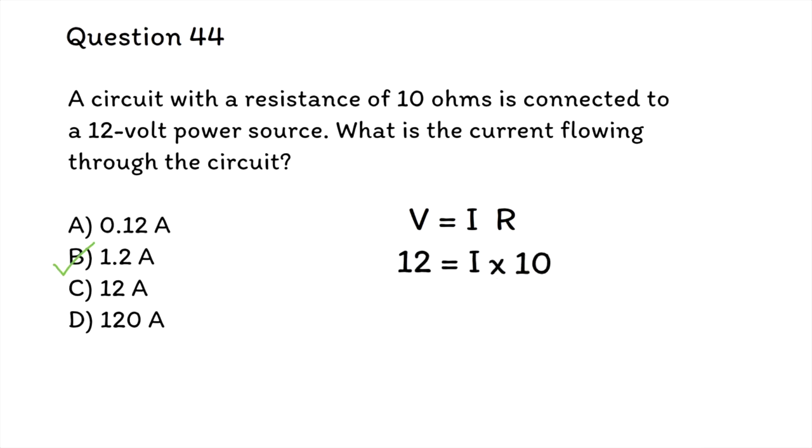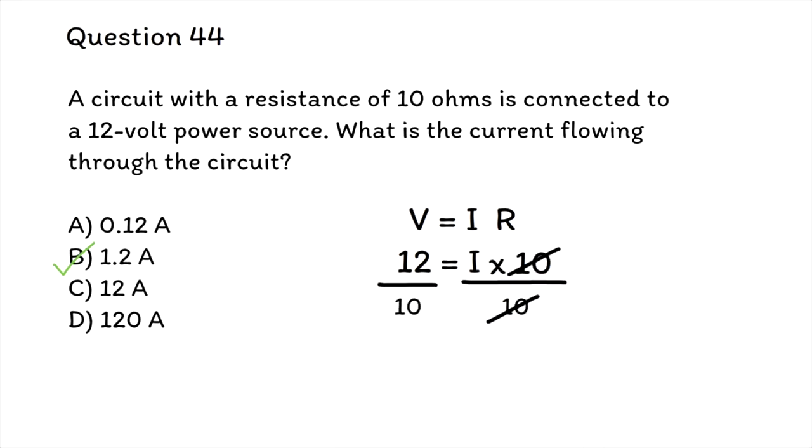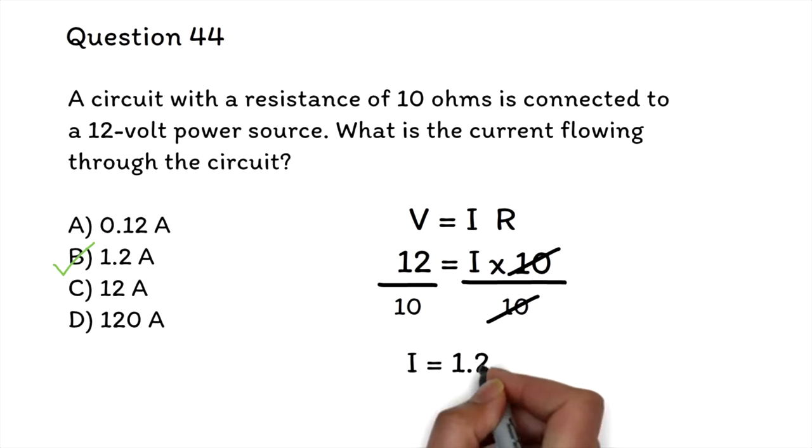Our work is to solve for I, divide both sides by the 10. The 10 will cancel out. 12 divided by 10 is 1.2. Therefore, the current flowing through the circuit is 1.2 amperes.